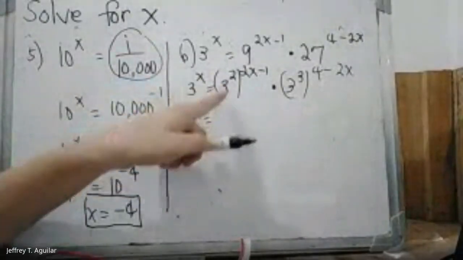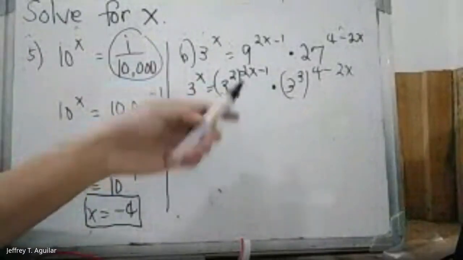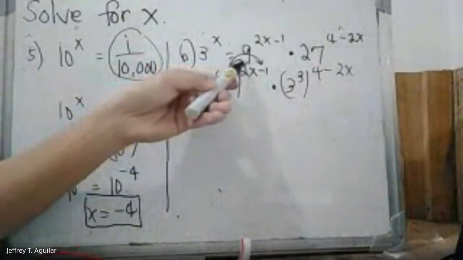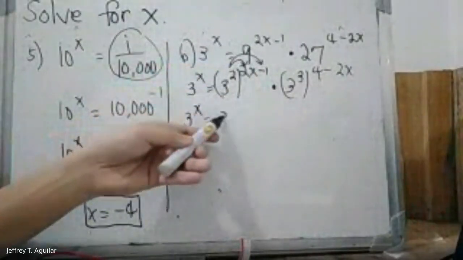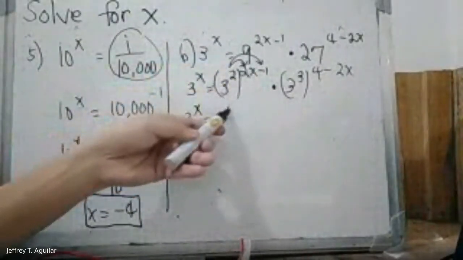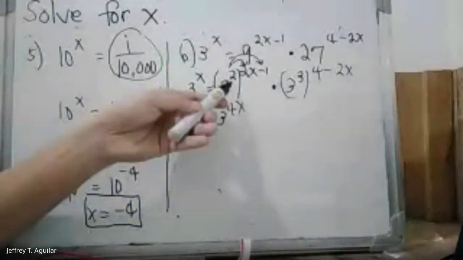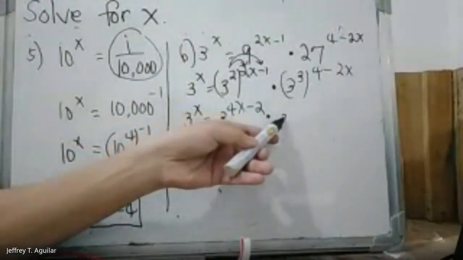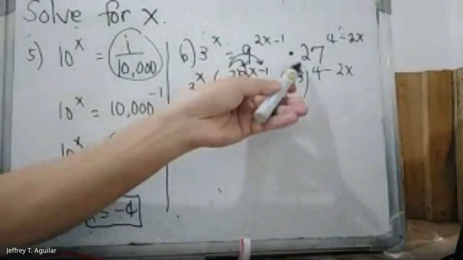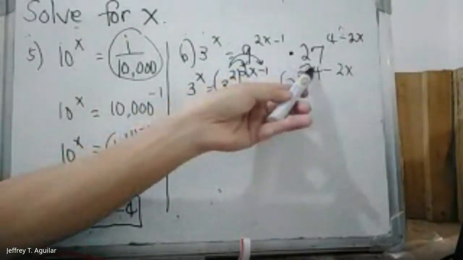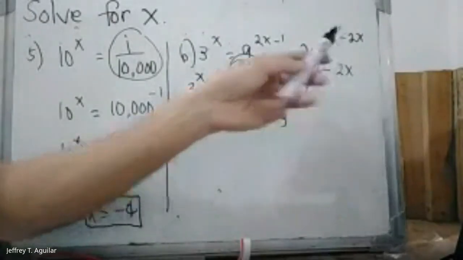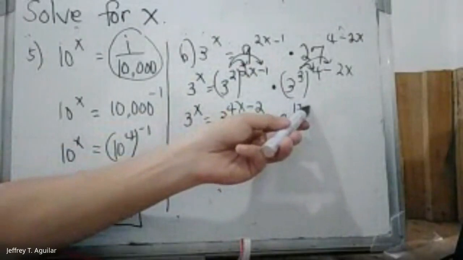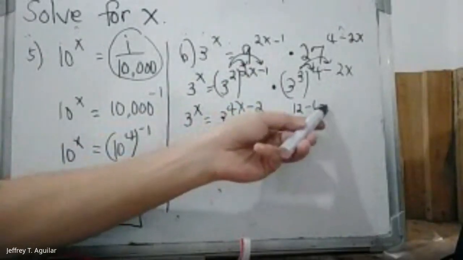But in terms of this point, we are going to distribute 2 to every term of your function. So this is now 3. 2 times 2x, that will become 4x. 2 times negative 1, that will become negative 2. Times 3. Again, we're going to multiply 3 to 4 and multiply 3 to negative 2. So this is now 3 to the 12 minus 6x.